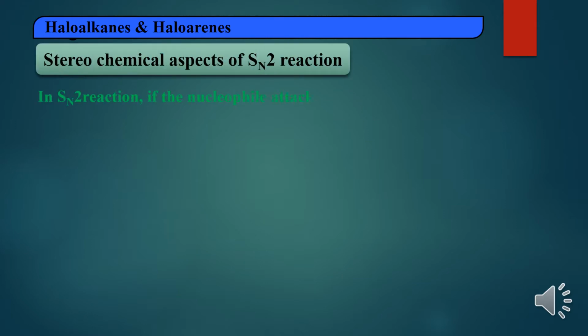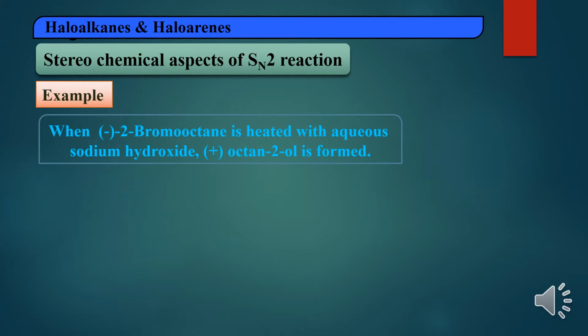So in an SN2 reaction, if the nucleophile attacks the stereocenter, then inversion of configuration across the stereocenter takes place. Stereocenter means, take an example. 2-bromo octane is heated with aqueous sodium hydroxide. Octane-2-ol is obtained or formed.